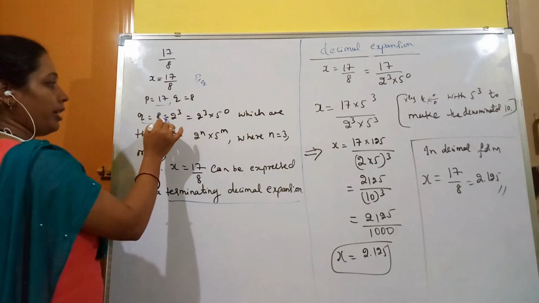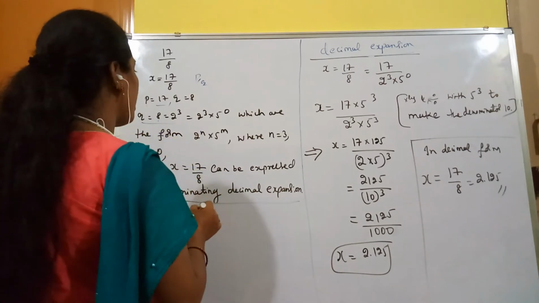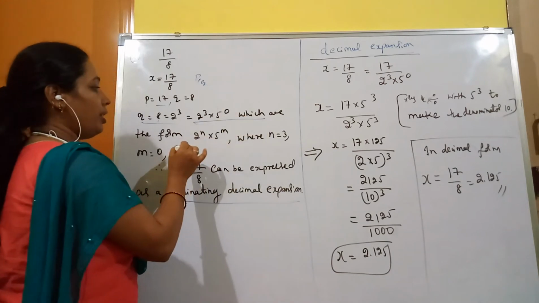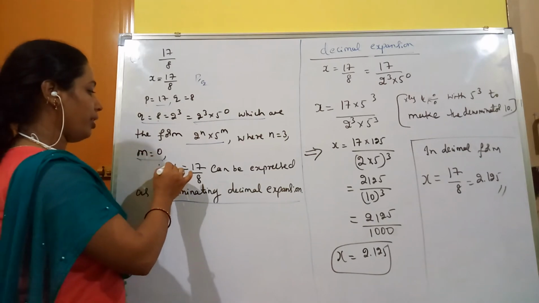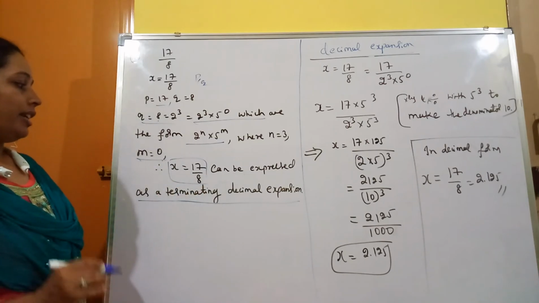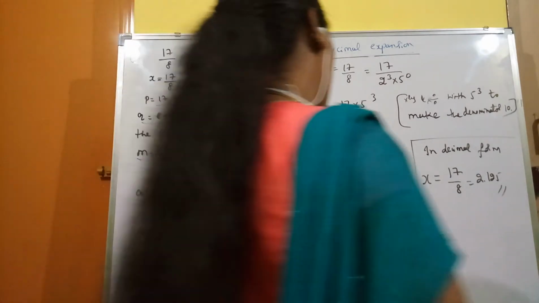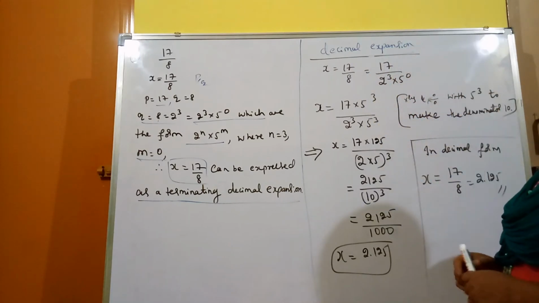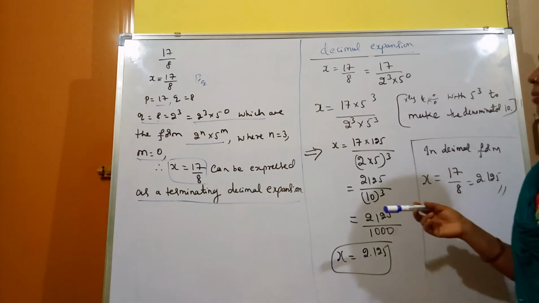Express the denominator as a product of prime factors. The denominator 8 can be expressed as 2 to the power of 3. It is in the form 2 to the power n into 5 to the power m, where n is equal to 3, m is equal to 0. Therefore x is equal to 17 by 8 can be expressed as a terminating decimal expansion. Terminating means the division will complete. So we have to express 17 by 8 in decimal form. How to express it in decimal expansion?